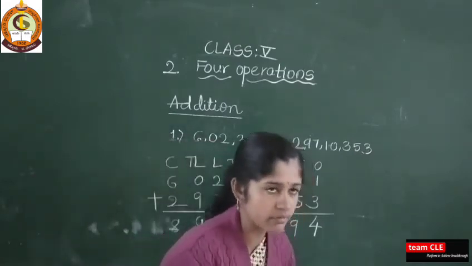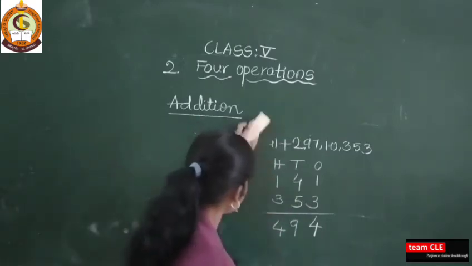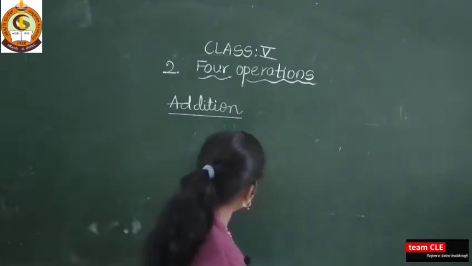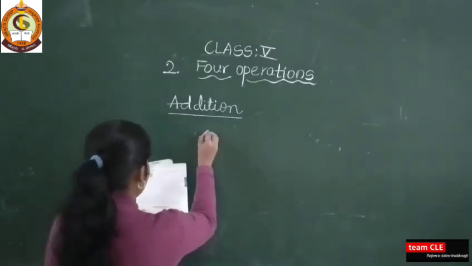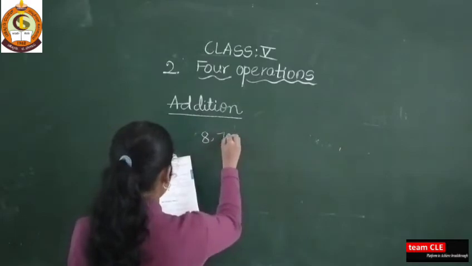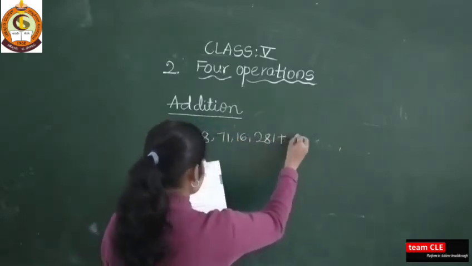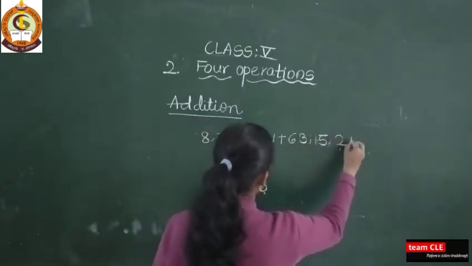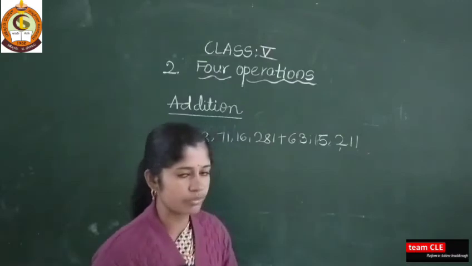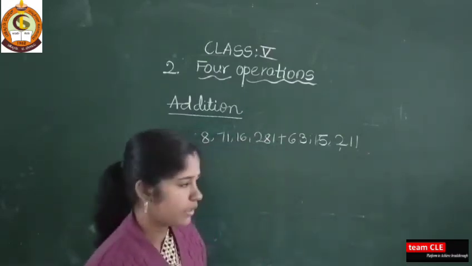Next I will take one more example from your My Practice Time 1. So let us take that example. Yes, that is 87116,281 plus 6315211. Yes, I am solving these examples from your My Practice Time 1, page number 93.